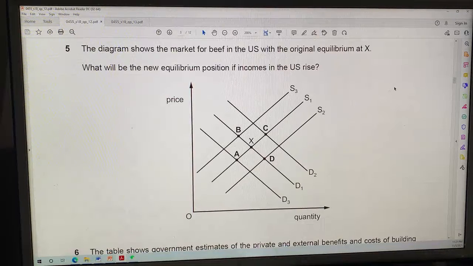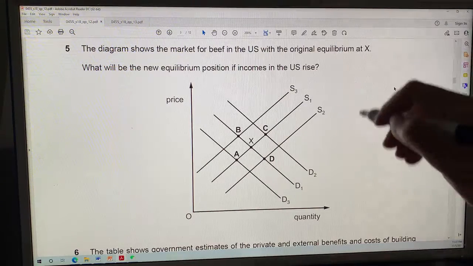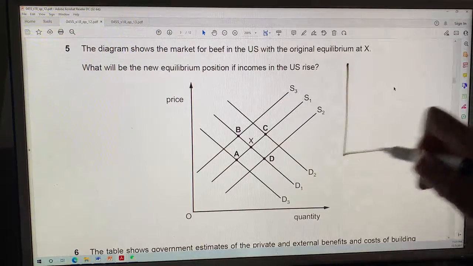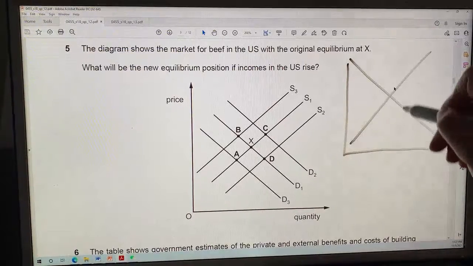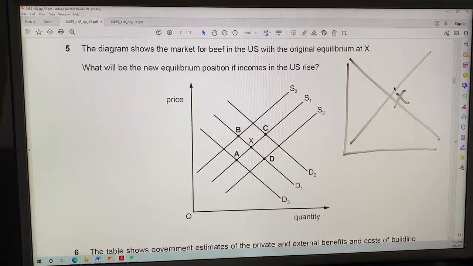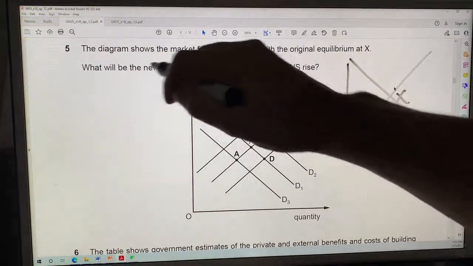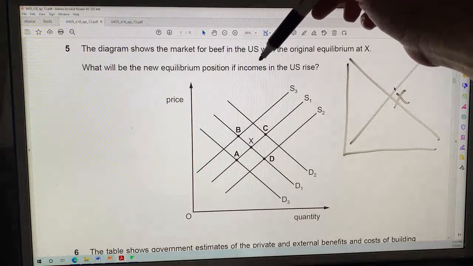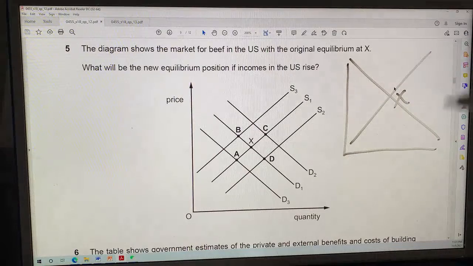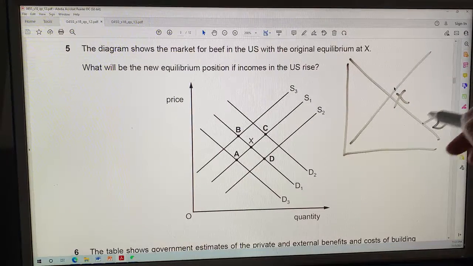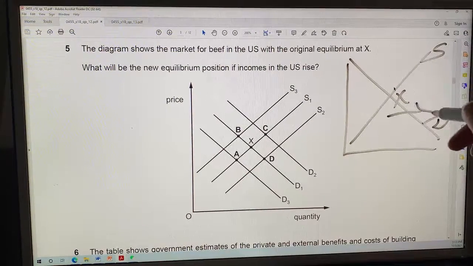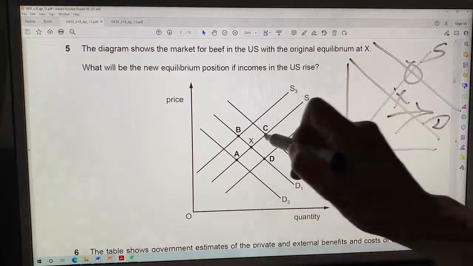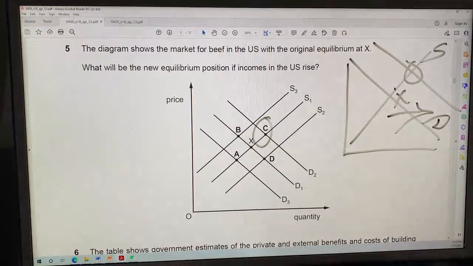Let's see, number 5. Oh, here's one of those diagrams. The diagram shows the market for beef in the U.S. with original equilibrium at X. Oh, this has only one shift. What will be the new equilibrium position if incomes in the U.S. rise? This is demand and supply. Then it will be here, which is C.